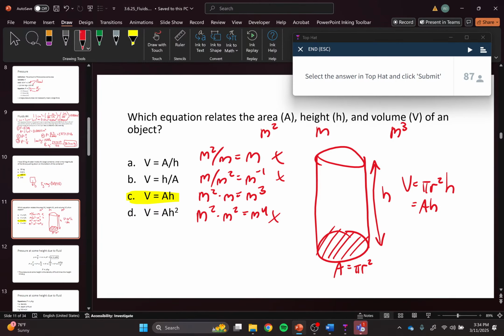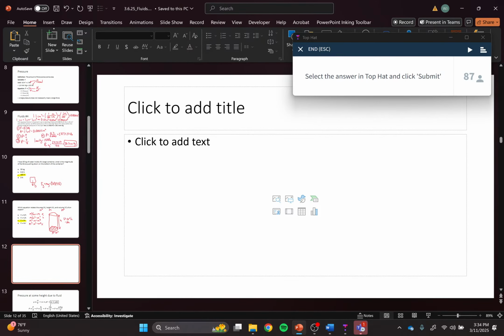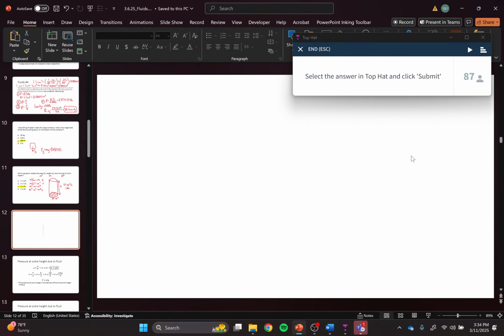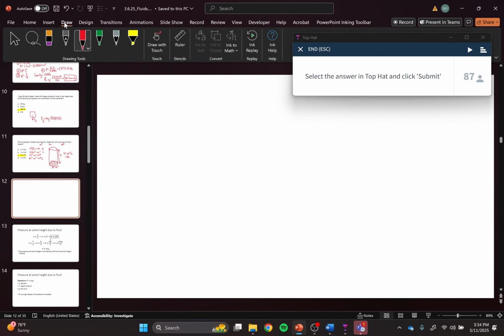Why does this all matter? All right, we're going to take the density equation and the pressure equation together, and we're going to do some stuff with them. So, first thing we're going to do, density equals mass over volume. Great. Rearrange this: mass equals density times volume. Still nothing crazy. Hopefully no one's surprised at this point.